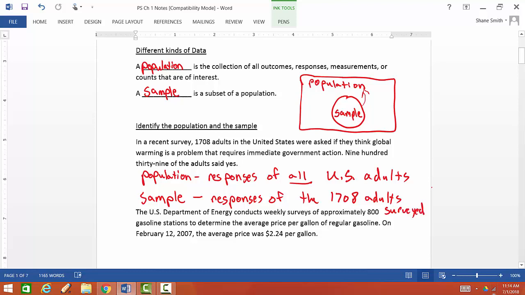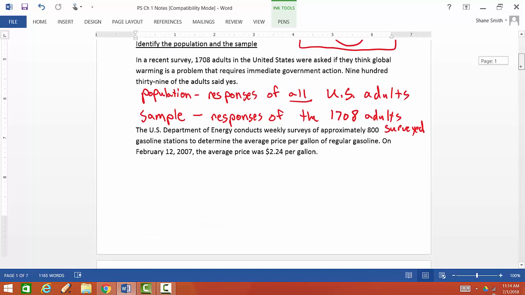So the responses of all the adults is what you're actually caring about, and that is the population. Now we can't ask every U.S. adult, so what do we do? We get a sample of the 1,708 adults. Now a common thing to mention is this 939, and some people say that's the sample, but no, the 939 are just the portion of the adults in the sample that said yes. So that is neither the population nor the sample itself. All right, so using that same principle, let's go to the next one.